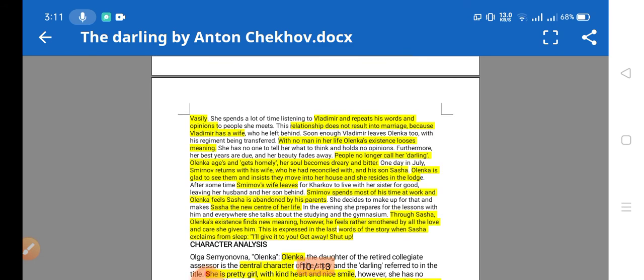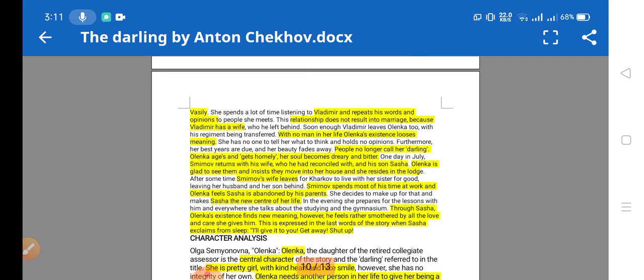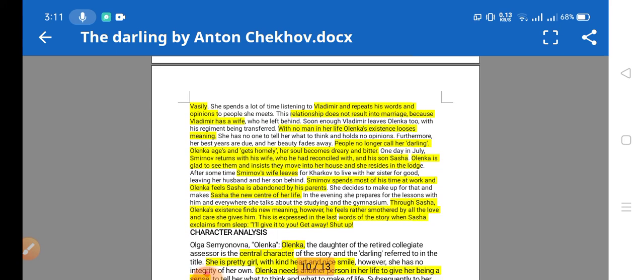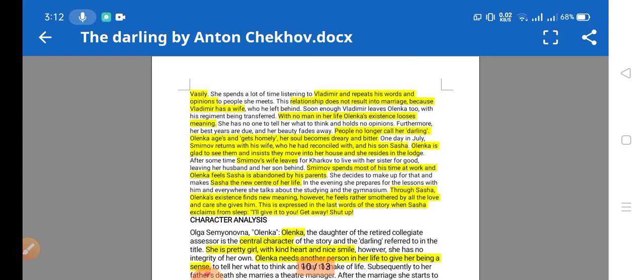Listening to Ledema and repeating his words, she got interested in this person, and they got into a relationship, but the relationship did not result in marriage because Ledema is already a married person. And with no man in her life, Olenka's existence loses meaning, and she has no one to tell her what to do and holds no opinions. And people no longer call her darling, which is a nickname of Olenka.